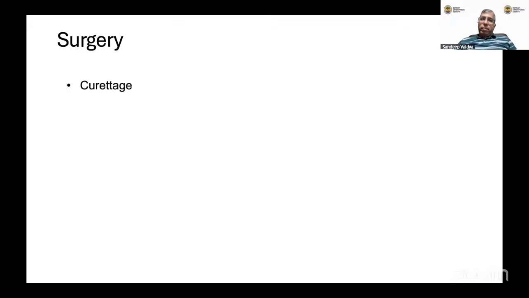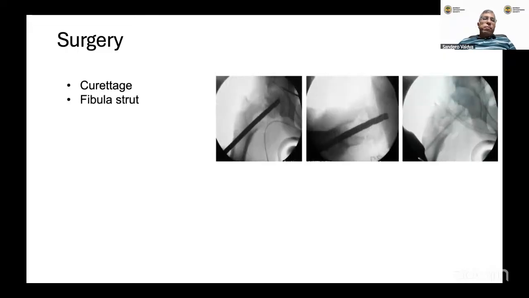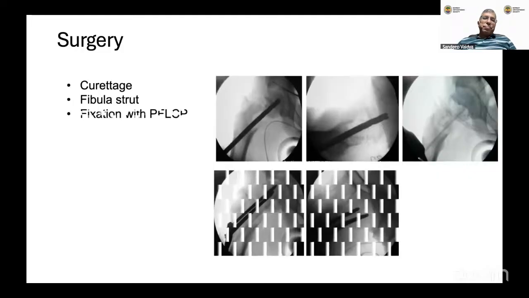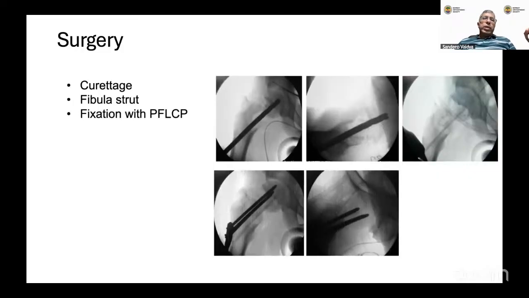We approached the cyst through an anterolateral Watson-Jones approach, and we opened up the cyst and did a thorough curettage of the internal walls. Then we inserted the fibula strut. We reamed a canal from the lateral cortex into the epiphysis. This was done with the reamer, following which we inserted a fibula graft through that tract. And then we fixed this up with a proximal femur locking plate. These were the intra-op C-arm images. And then around the cyst, whatever void was remaining, we packed it up with iliac crest bone graft.